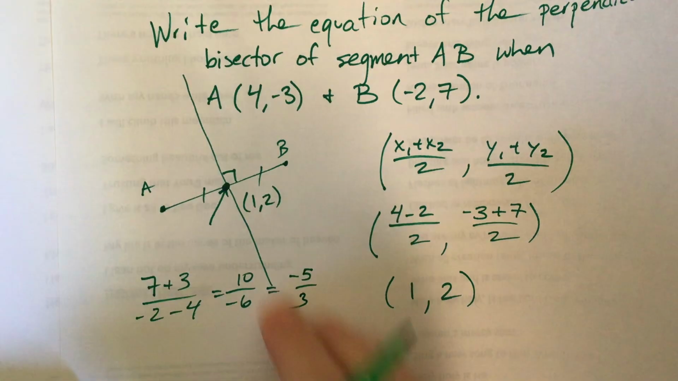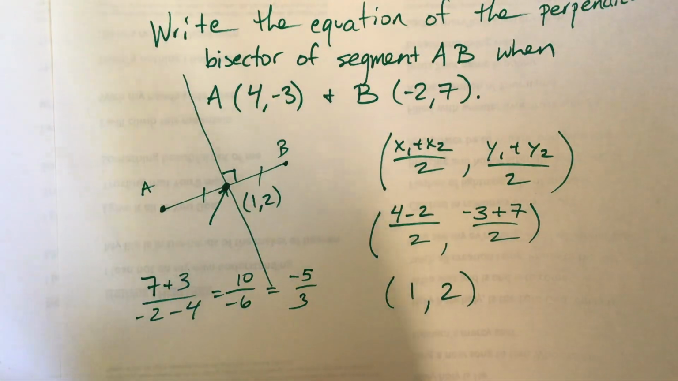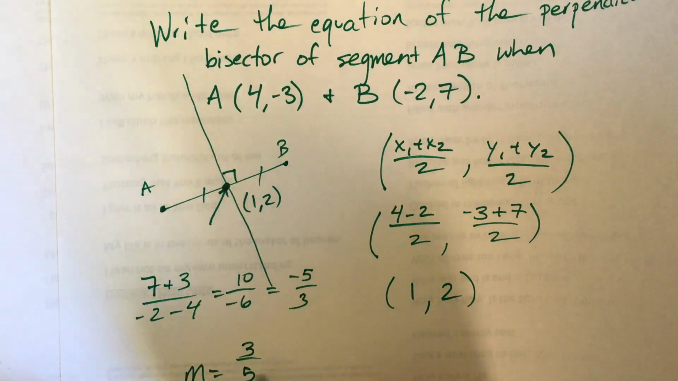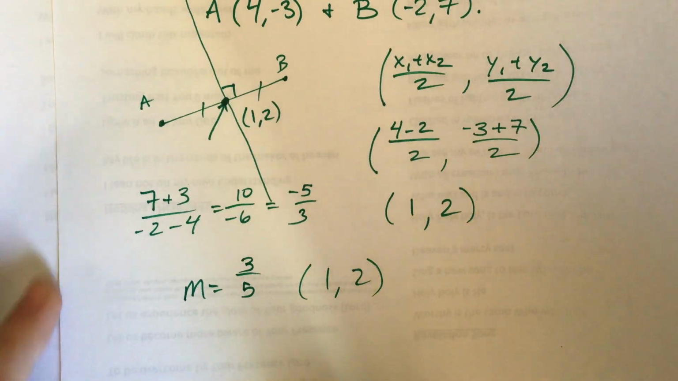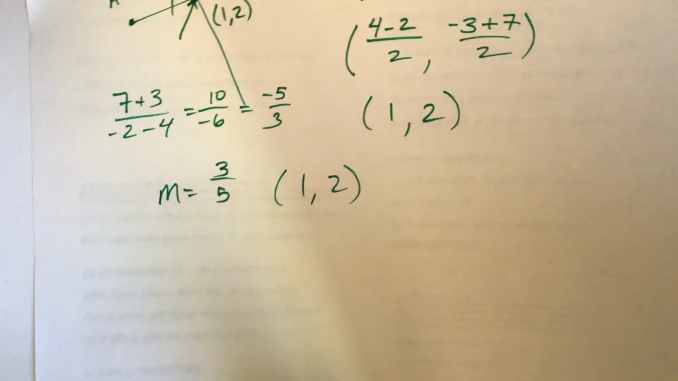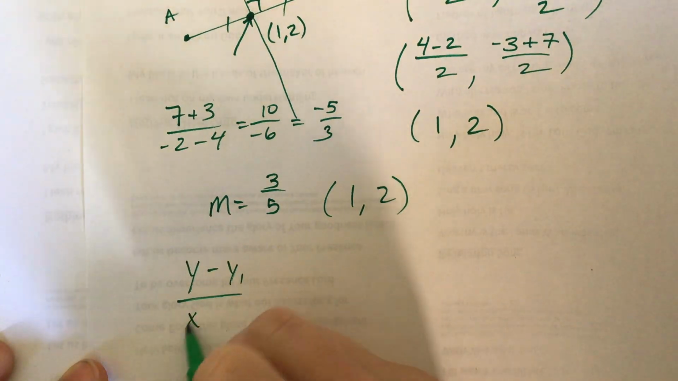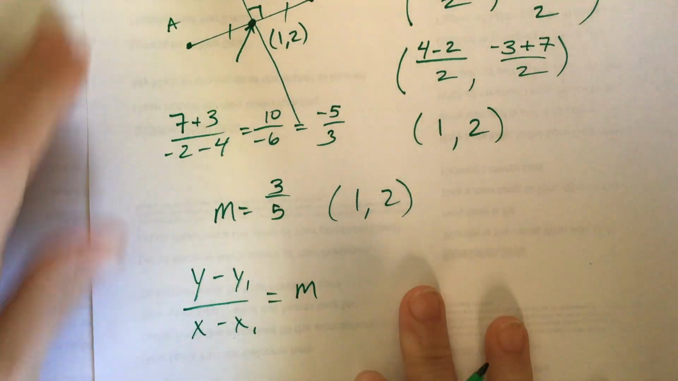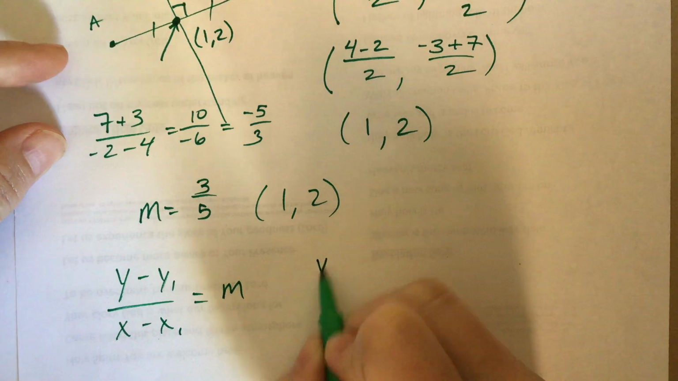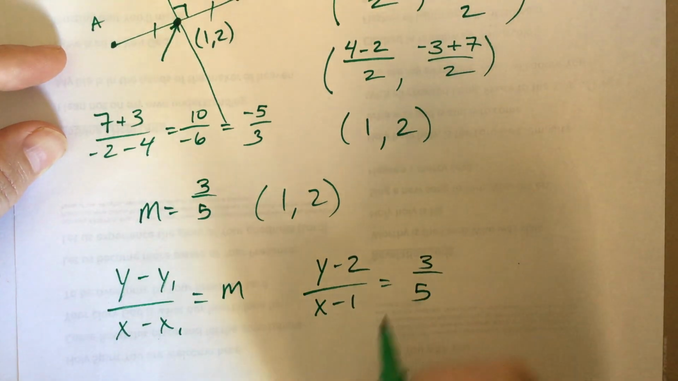So the perpendicular line's gradient is going to be the negative reciprocal. I need a slope now of positive 3/5 passing through the point 1, 2. I can use any method I want to get to the final solution. I'm going to use y minus y1 over x minus x1 equals m, and plug in the different pieces that I know. Y minus 2 over x minus 1 is equal to 3/5.